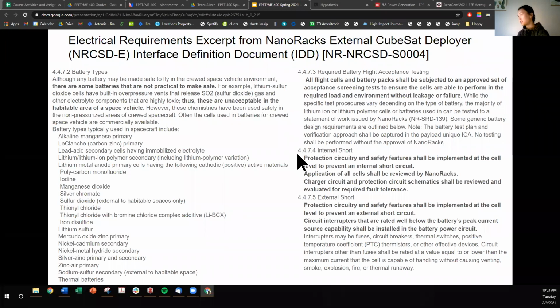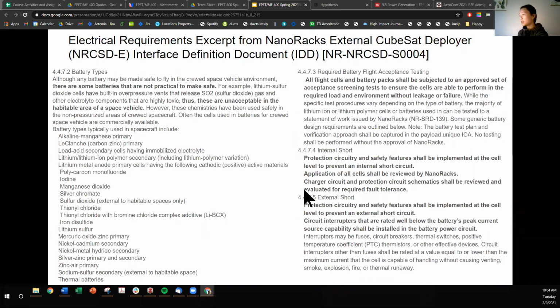Next, protection circuitry and safety features shall be implemented at the cell level to prevent an internal short circuit. Application of all cells shall be reviewed by NanoRacks, and then charger circuit and protection circuit schematics shall be reviewed and evaluated for required fault tolerance. So this could be a design driver, that you have fault tolerance in your circuit protection and charging circuit.